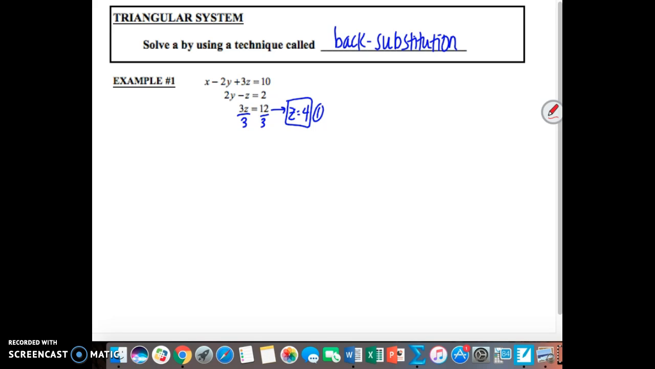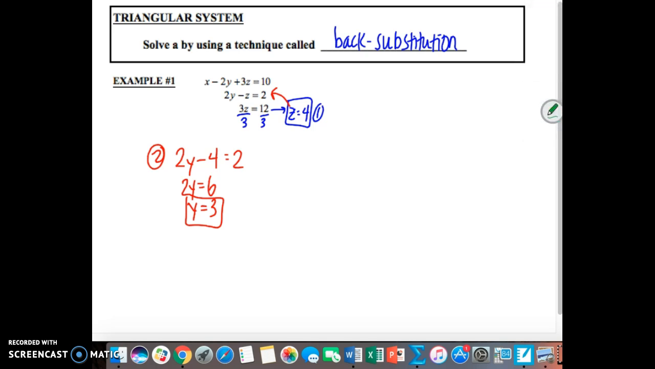Using the second equation, since there's only 2 unknowns and we already know what one of them is, to solve for our second variable, we can take 2y minus z, which we know z is 4, so 2y minus 4 equals 2, and just solve for y. So start off by adding 4, so we're left with 2y equals 6, and then dividing by 2, we have y equals 3.